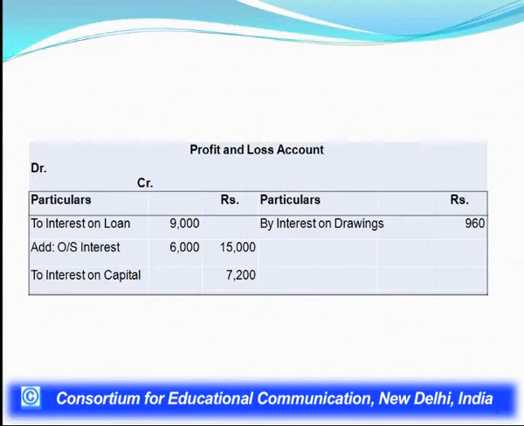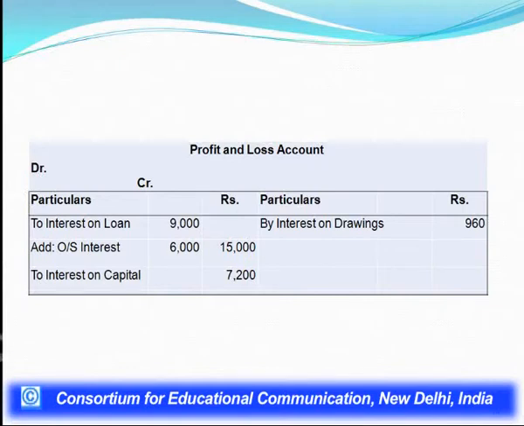Interest on loan being an expense will be on the debit side. So to interest on loan, 9,000 which has been given in the trial balance and already paid. Then outstanding interest on loan 6,000 which we have calculated. So we will add this outstanding interest and the total amount 15,000 will be shown on the debit side amount column.